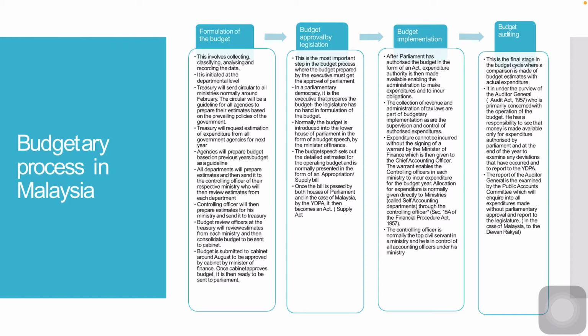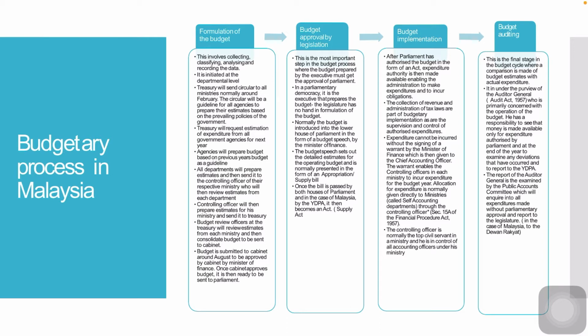Treasury will send a circular to all ministries normally around February. So this circular will be a guideline for all agencies to prepare their estimates based on the prevailing policies of the government. Next, Treasury will request estimation of expenditure from all government agencies for next year. So these agencies will prepare the budget based on the previous budget as a guideline. So dekat situ lah baru tahu ada kurang, ada lebih.